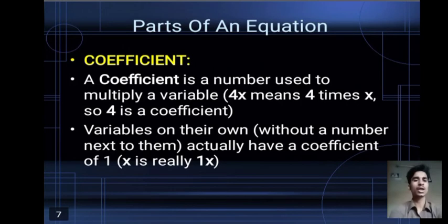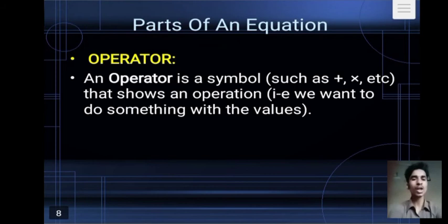Coefficient. A coefficient is a number used to multiply a variable. 4x means 4 times x, so 4 is a coefficient. Variables on their own without a number next to them actually have a coefficient of 1. x is really 1x. Operator. An operator is a symbol such as plus, multiplication, etc. that shows an operation we want to do with the value.